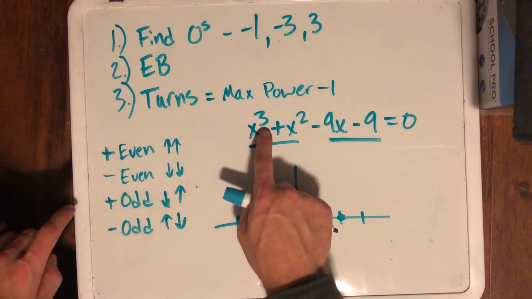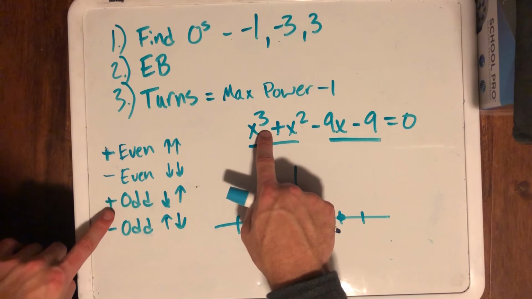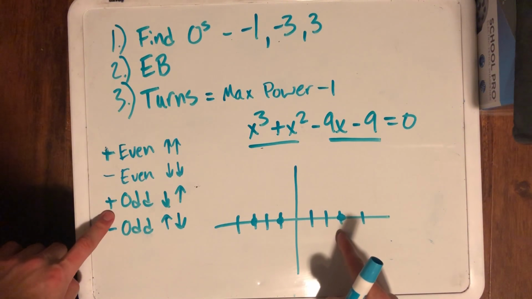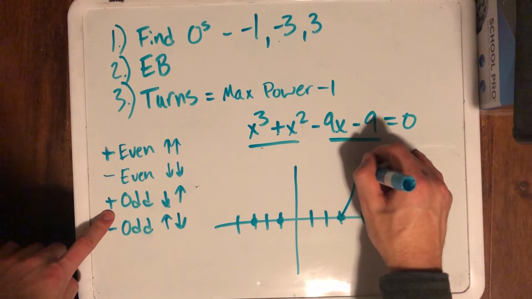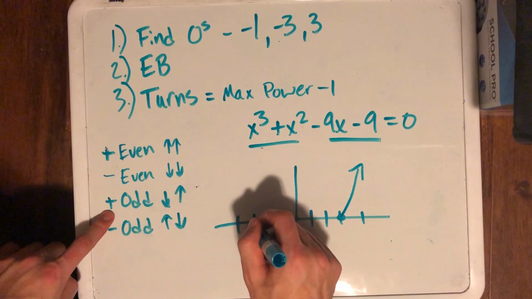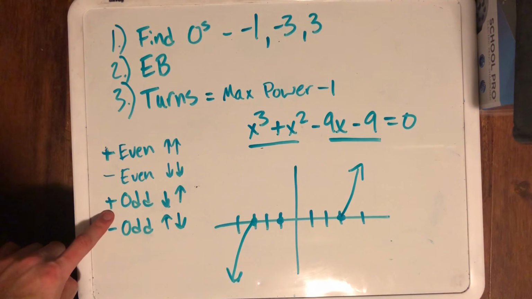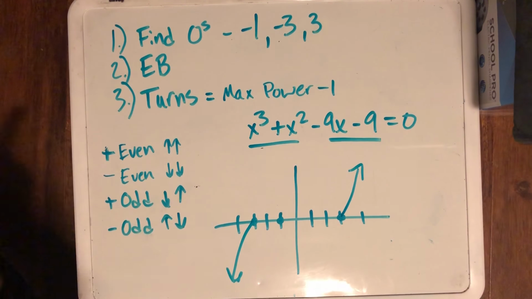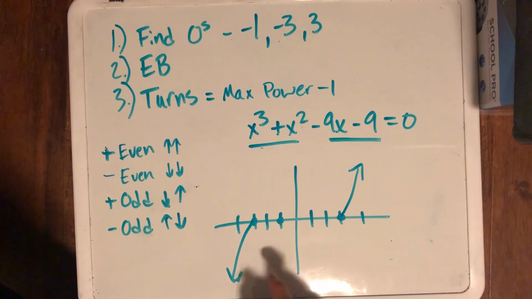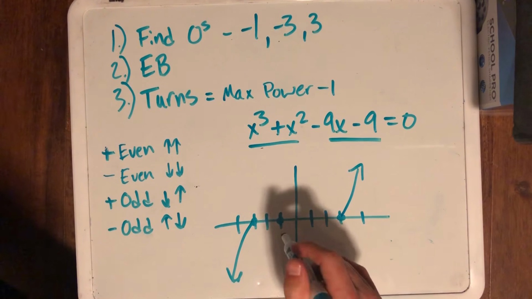For this one, it's still odd as our greatest power, and it is positive, so we know that from our farthest right dot, we're going to be going up, and from our farthest left dot, we're going to be going down. Now this one is easier to see where the turns are going to be, because like 2 examples ago, we need 2 turns, and we also need to go through the axis right here.